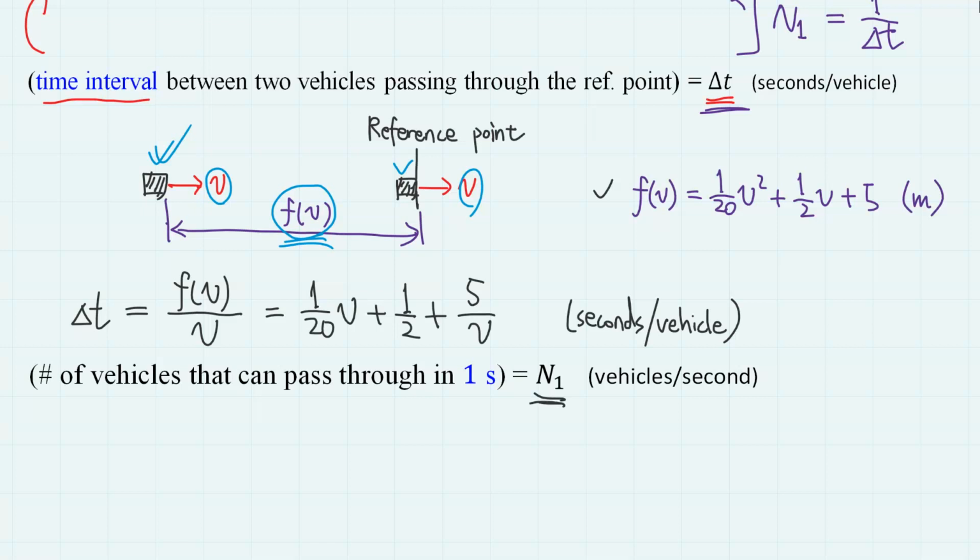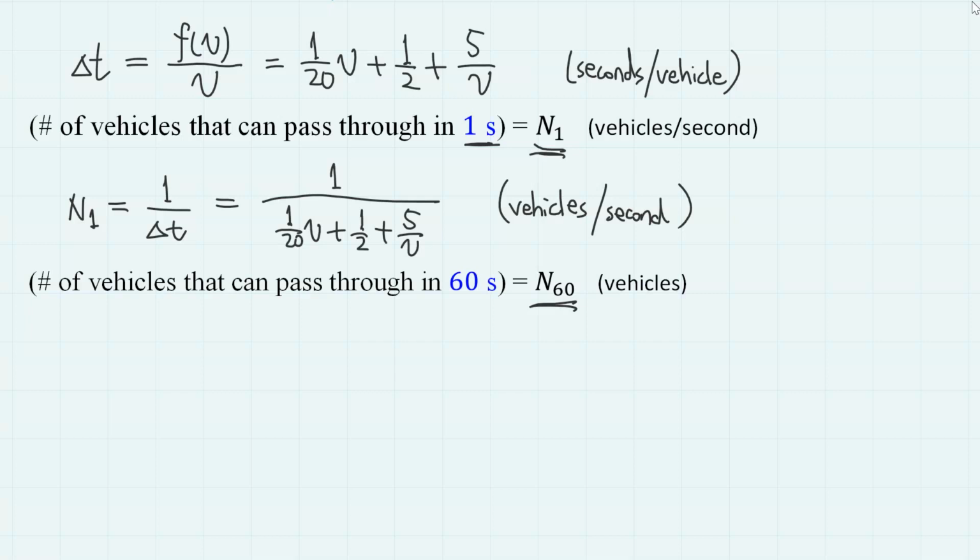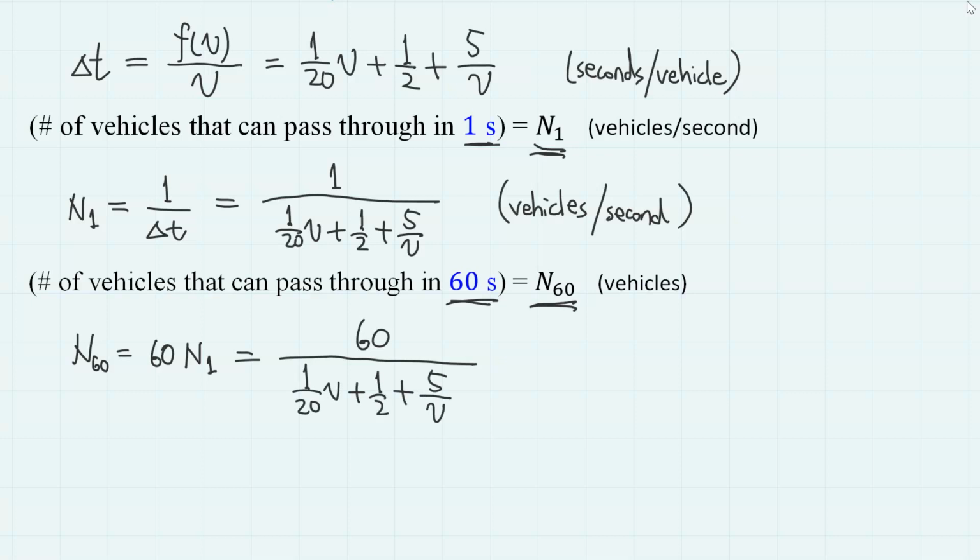Therefore, n1, the number of vehicles passing through per unit second, is given as the reciprocal of delta t, so 1 over (1/20 v plus 1/2 plus 5 over v). And n60, the number of vehicles passing through per 60 seconds, is given by 60 times n1, so 60 over (1/20 v plus 1/2 plus 5 over v). So we need to find the maximum value of this function of v.